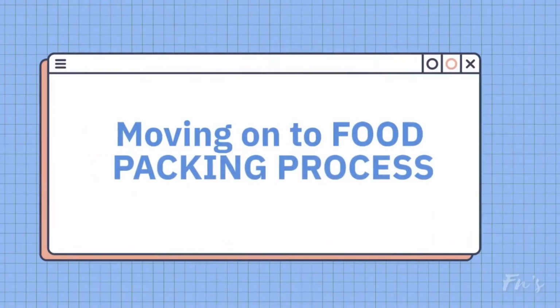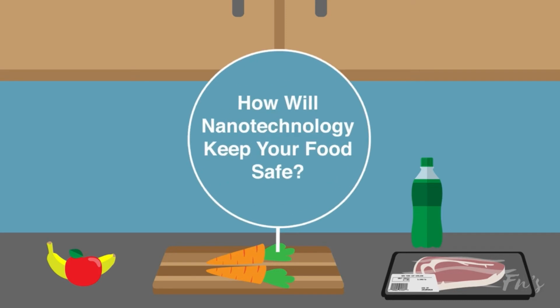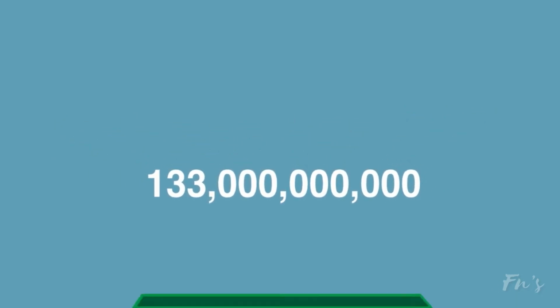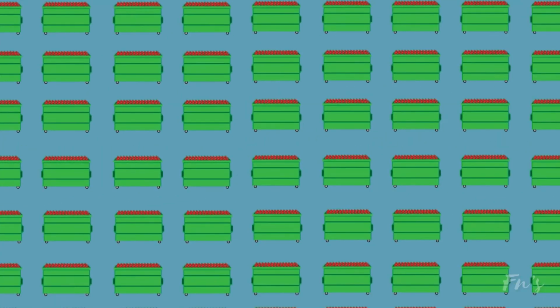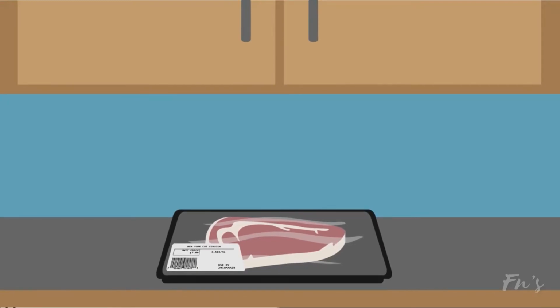Moving on to the food packaging process. How will nanotechnology keep your food safe? In 2010, 133 billion pounds of food wasn't eaten in the United States. It was thrown away. That's roughly 4 million dumpsters full of Red Delicious apples going to waste. One way to help reduce food waste is better packaging, smarter packaging.